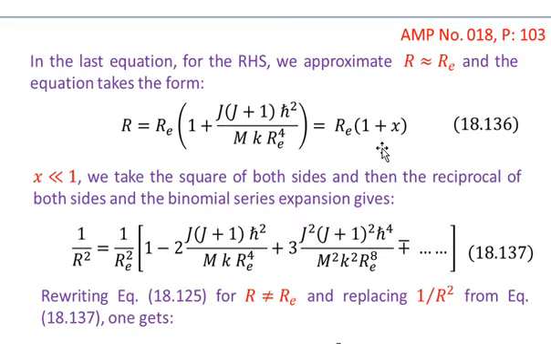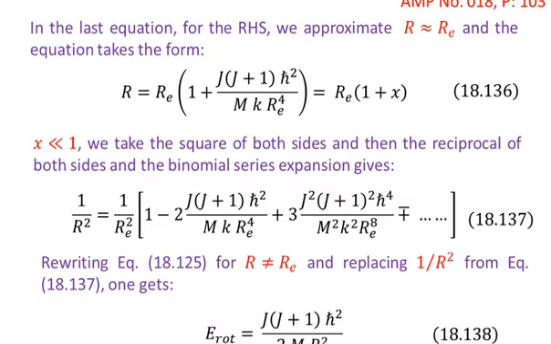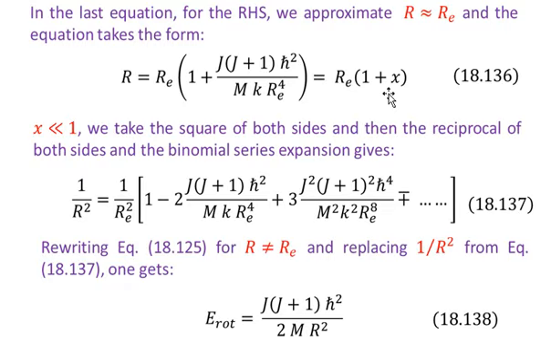So you see that you can put this also into this form, that is R is equal to Re into 1 plus x, where x is this value, that is j into j plus 1 multiplied by h bar square divided by m k into Re to the power 4. Now you see that this quantity, which I have regarded x, is much less than 1. We can take the square of both sides and then the reciprocal of both sides and the binomial series expansion, then give the following results.